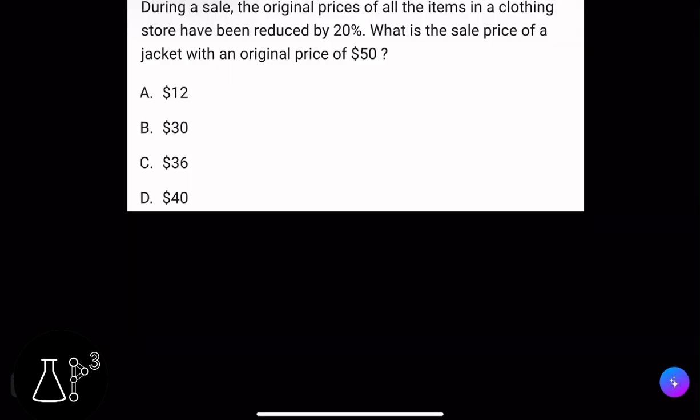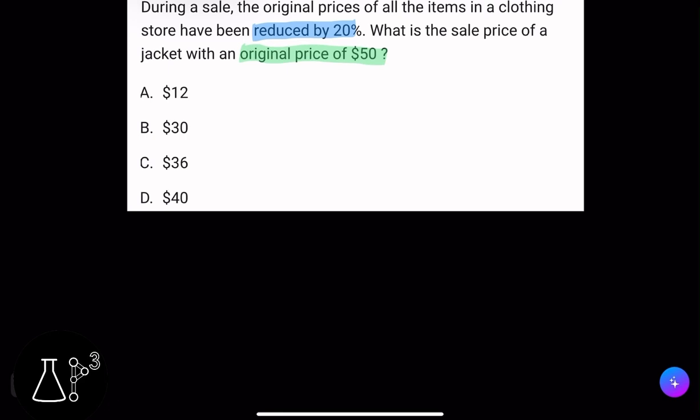Okay, so a different question. During a sale, the original prices of all the items in a clothing store have been reduced by 20%. What is the sale price of a jacket with an original price of 50? So the original price of the jacket is 50 as given. And they're telling me that during the sale, the original prices of every item in the store decrease in value by 20%. So in this question, all we have to do is multiply 50 times 0.8 in order to look for the new sale price.